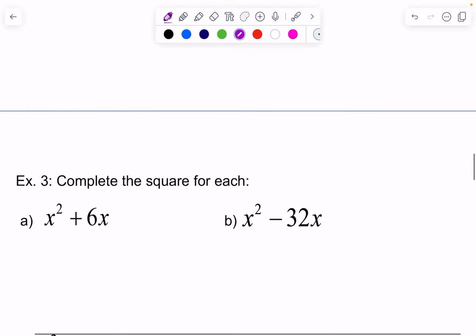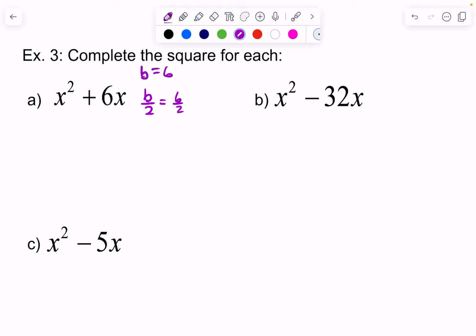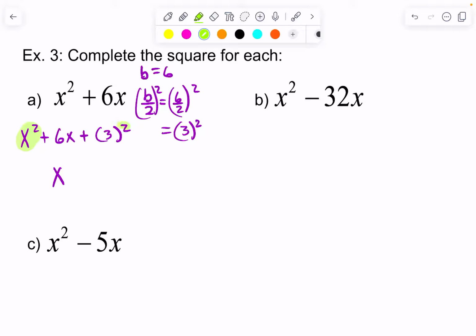All right, so let's practice that skill first. Let's complete the square for each. My b here is 6. So b/2 is 6 over 2, which is 3, and we're going to square it, because remember, we're looking for (b/2)². Then we add it. So we get x² + 6x + 3². Now we take the square root of the first term, which is x, and combine it with the square root of the last term, which is 3, and we square that binomial.